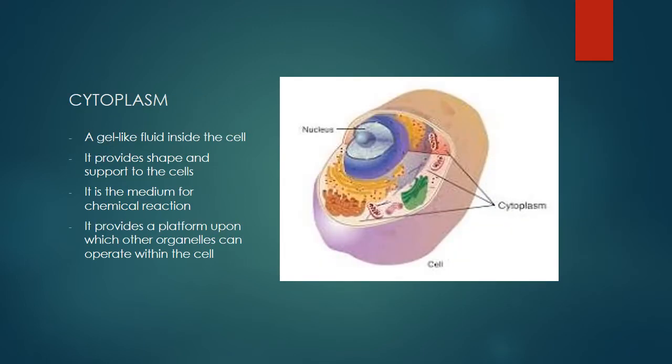Cytoplasm, a gel-like fluid inside the cell. It provides shape and support to the cell. It is the medium for chemical reactions. It provides a platform upon which other organelles can be suspended within the cell. The cytoplasm serves for holding the components of the cell and protects them from damage.